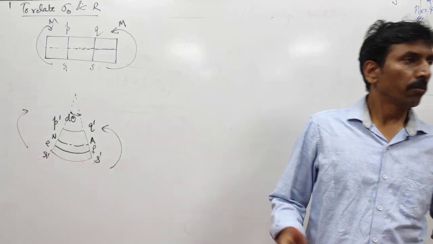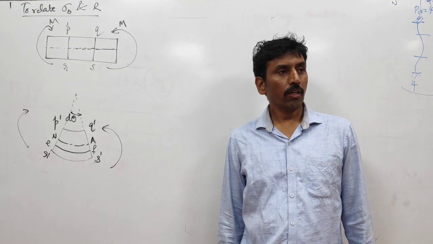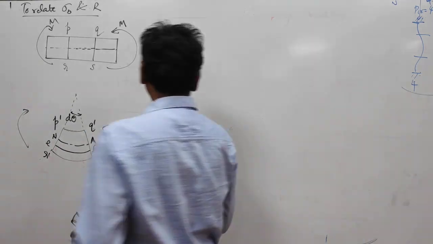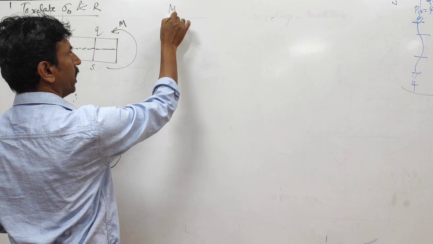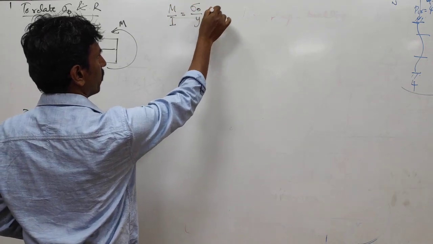We are deriving the bending equation, and in the bending equation we are trying to relate. We are finally at the end. We will try to derive an equation which is given as M by I is equal to sigma b by y is equal to E by R.